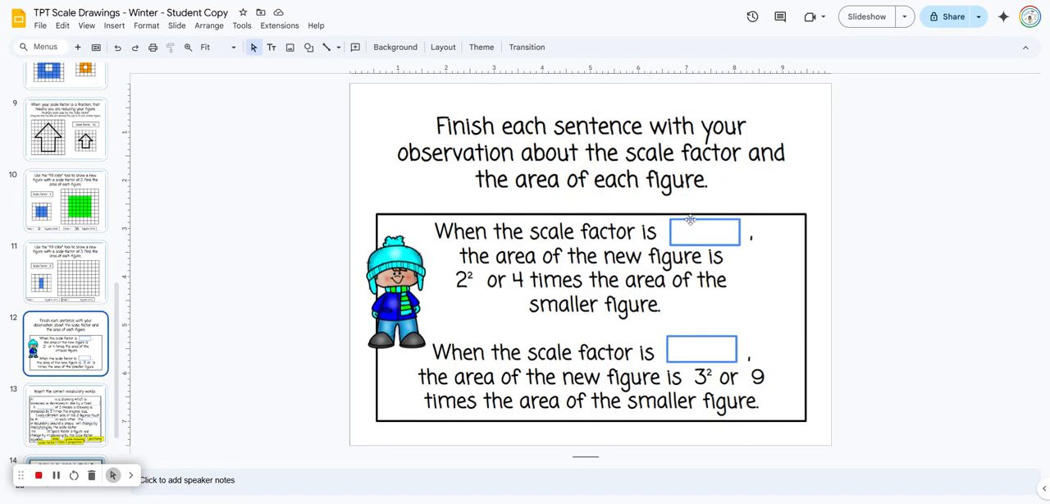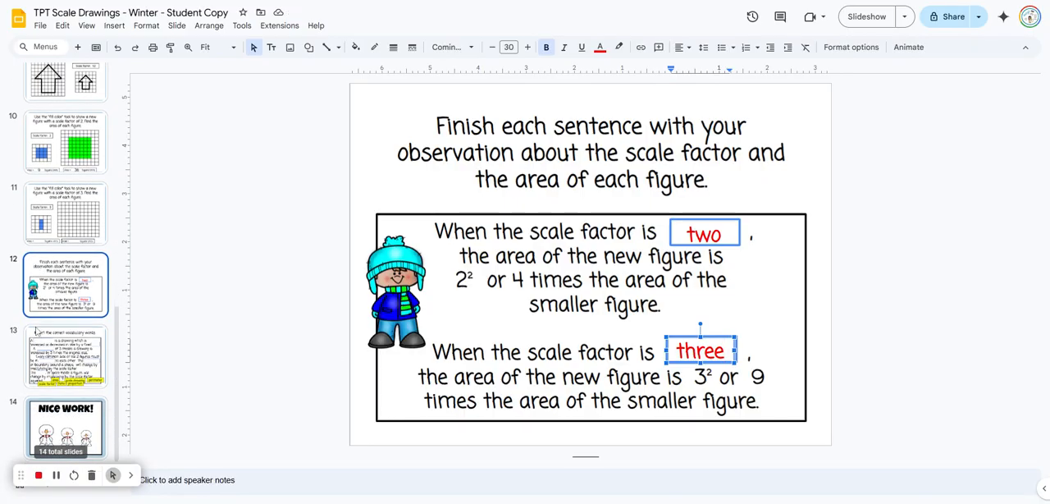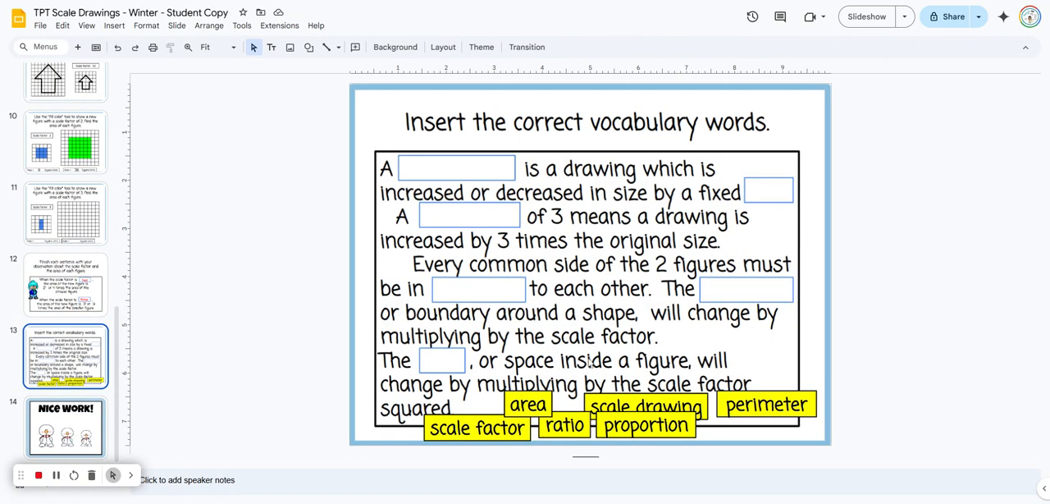So when the scale factor is, and they're going to type in 2, the area of the new figure is 2 squared, or 4 times the area of the smaller figure. When the scale factor is 3, the area of the new figure is 3 squared, or 9 times the area of the smaller figure. On the final slide, they're going to be moving these terms into place, in the correct place in the sentence frame.